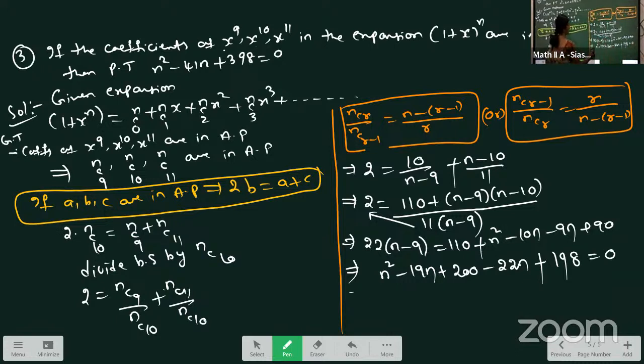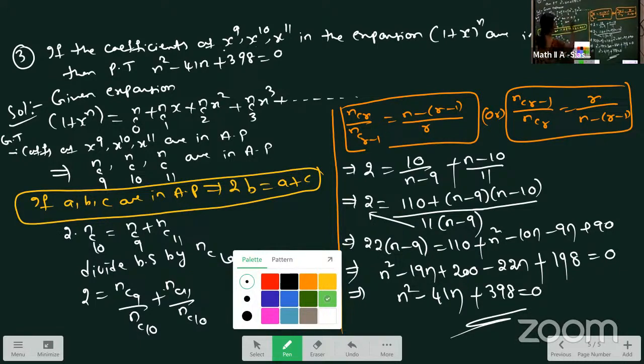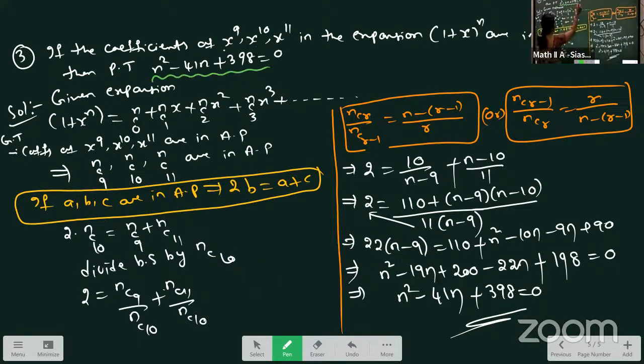Now simplify. There is only one N square term. There are two N terms: minus 19N minus 22N, it is minus 41N. Plus 200 plus 198, it is 398, is equal to 0. This is only what he asked us to prove, the same one which is there here: N square minus 41N plus 398 is equal to 0.